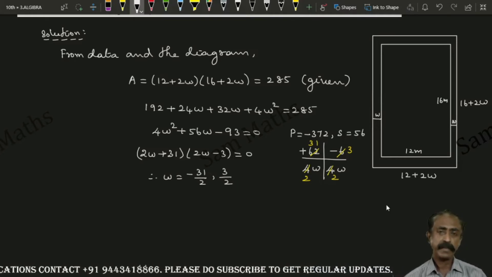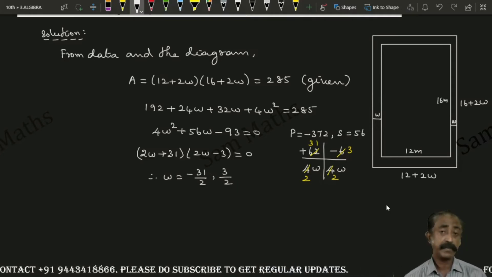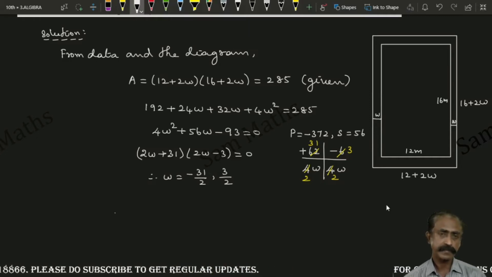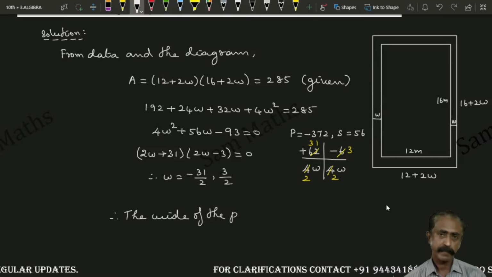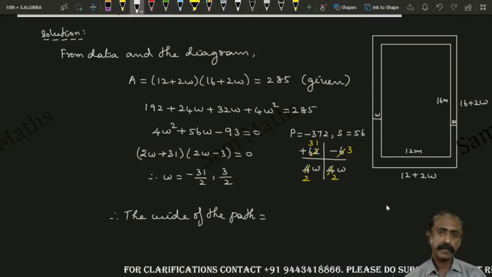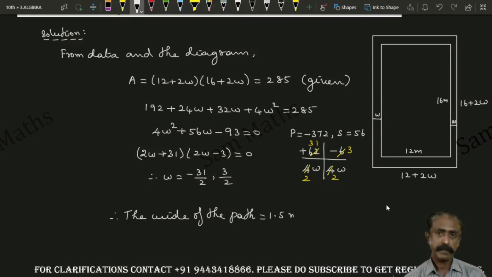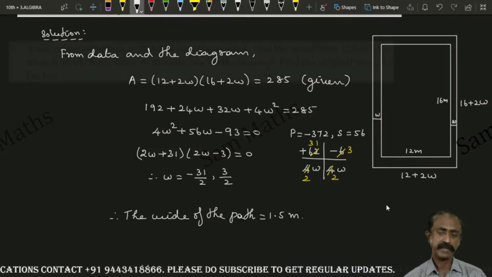Now we obtain two values. One is negative. Never the length becomes negative. Therefore, the width of the path equal to 3 by 2 is equal to 1.5 meters. This is the unit which is given. So I have to use this.